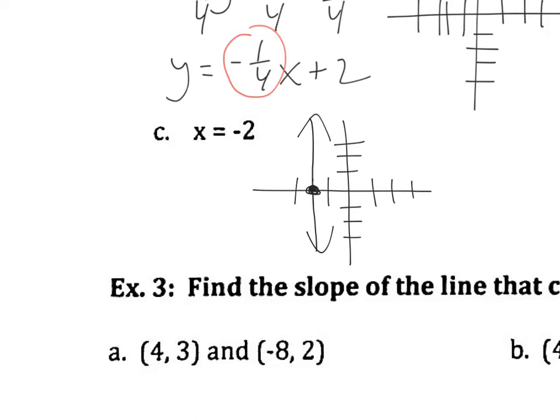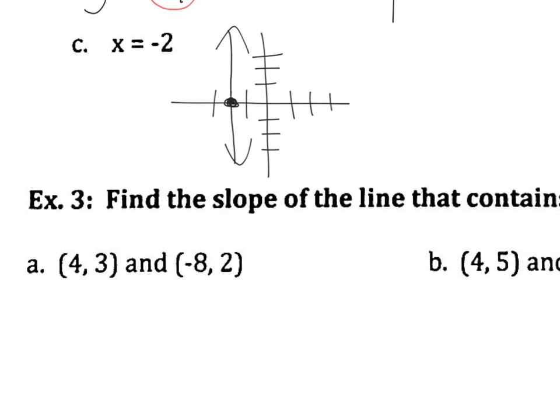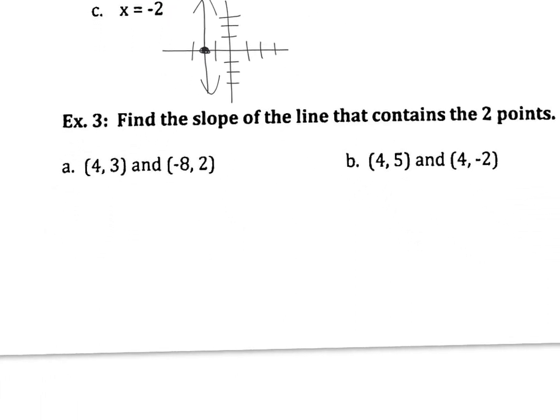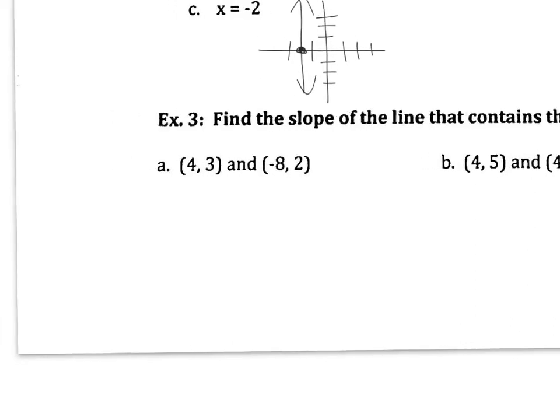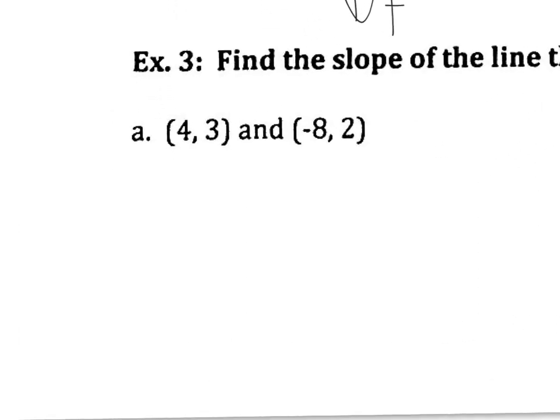Alright. So that is how you can find the slope given an equation. That's how you can graph a line given an equation. But what about, and you've learned this before, what if I ask you to find the slope of a line that contains 2 points? So I say, here's 2 points from a line. Find the slope of that line.